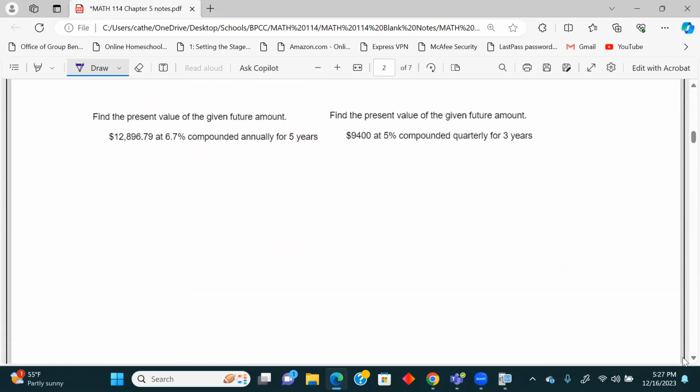Right, and then the last two. All right, so these, we can use the finance solver for both of these because we don't see continuously. Find the present value of the given future value. Okay, so they're giving you the future value. So you need to read the questions. It's your rate. It's compounded annually, so PCY is going to be 1.